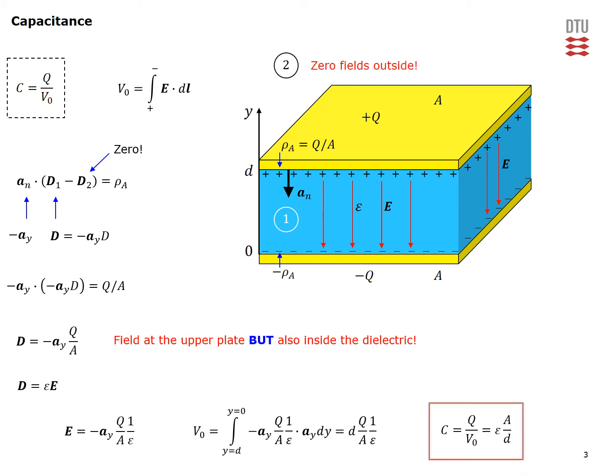Now we know the voltage between the conductors, so we can divide the assumed Q with the calculated voltage and arrive at this expression for the parallel plate capacitance. We can see that it doesn't depend on Q, it doesn't depend on V0, but it depends on the material properties, here exemplified in terms of this permittivity epsilon, and also on the geometry of our capacitor, which is the surface area of the conductors, and also the separation distance between those conductors.